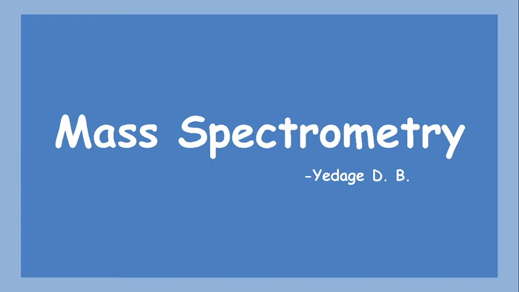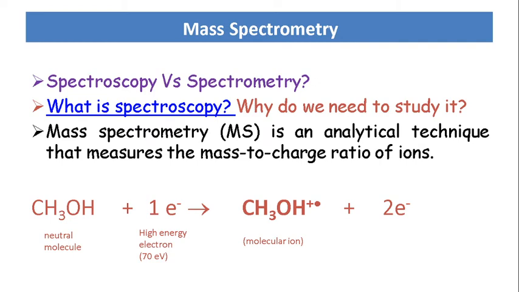Hello friends, let's discuss today what is mass spectrometry. It is a very important tool used to determine the exact molecular weight or exact molecular mass of any compound. It is normally called mass spectrometry and studied along with the other topics of spectroscopy.